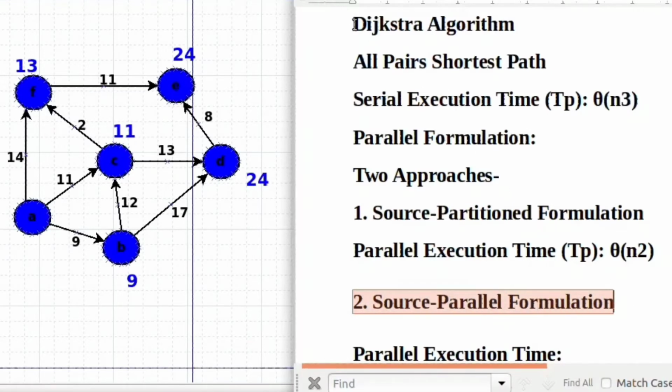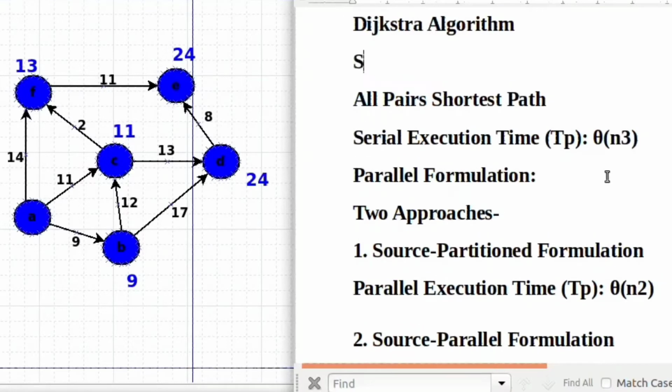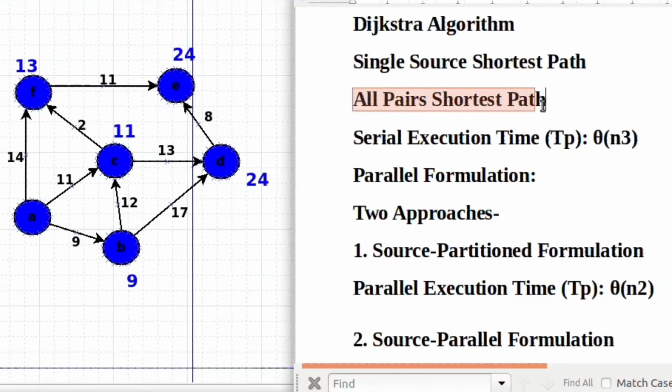Now see, basically Dijkstra algorithm is not for all pair shortest path. Dijkstra algorithm is for single source shortest path. Single source shortest path in the sense we take any vertex and from that vertex we find out the shortest path to all the other vertices. So Dijkstra algorithm by nature is used for single source shortest path. Now see how it can be used for all pair shortest path.